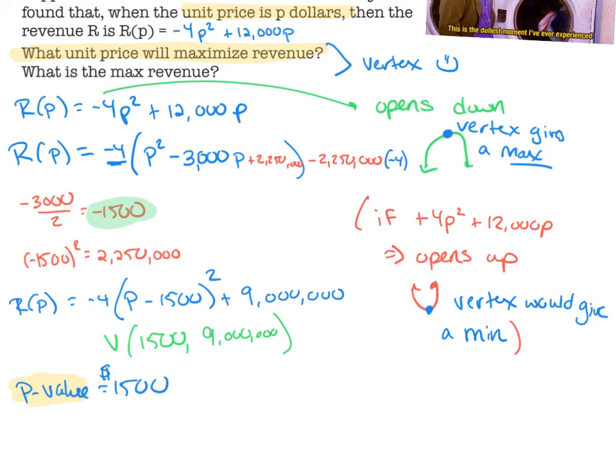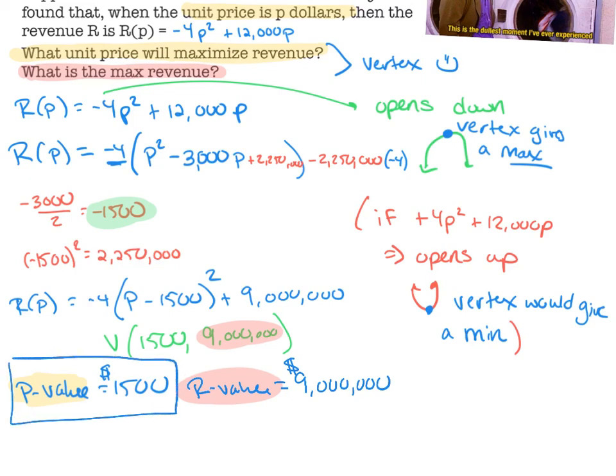And the part of the question that asks me what is the maximum revenue? So what's the maximum R? That is the 9 million. So here, the maximum revenue is the maximum of the function, and that would be $9 million. So you should charge for your company $1,500 per clothes dryer. And if you do that, you should expect to make a maximum of $9 million.